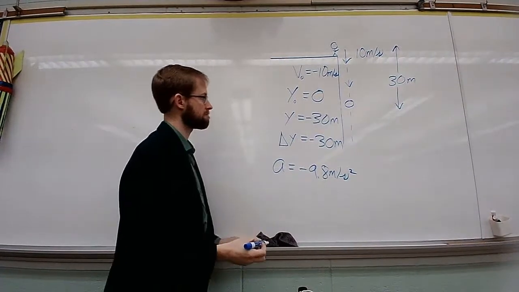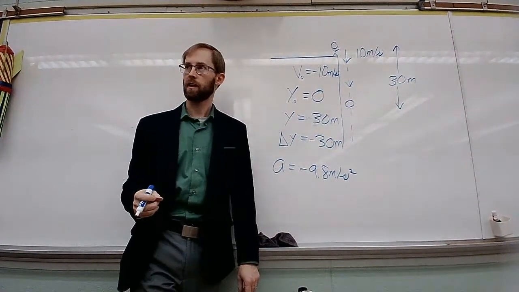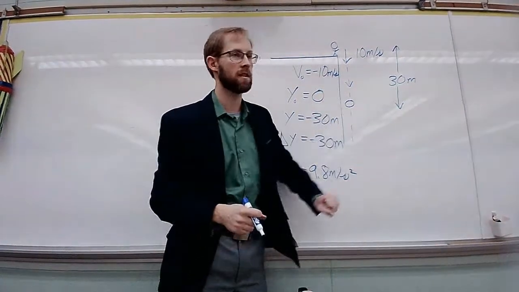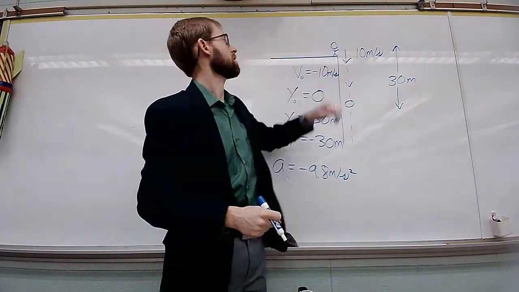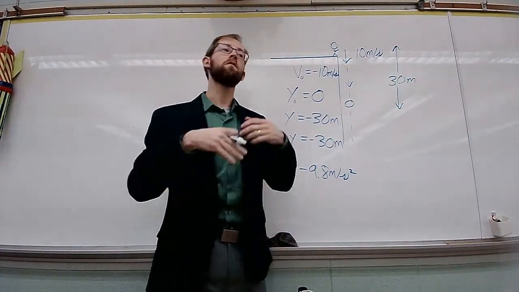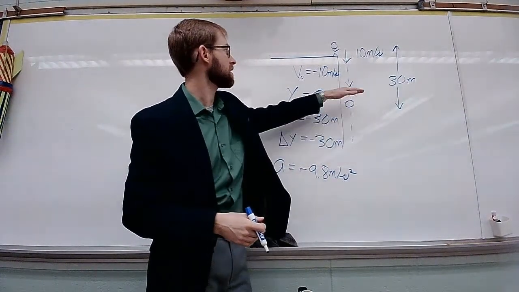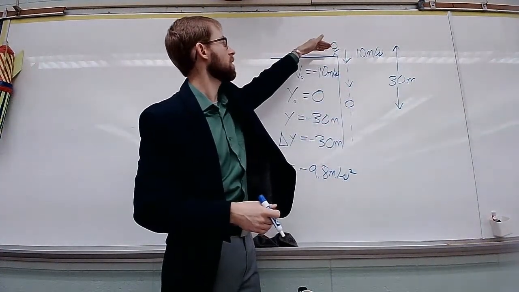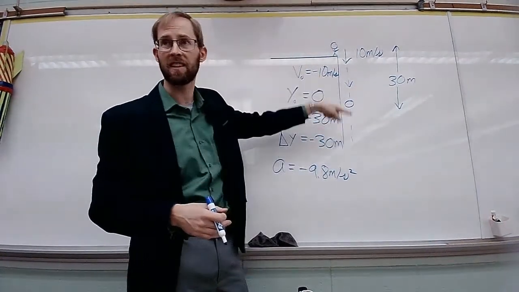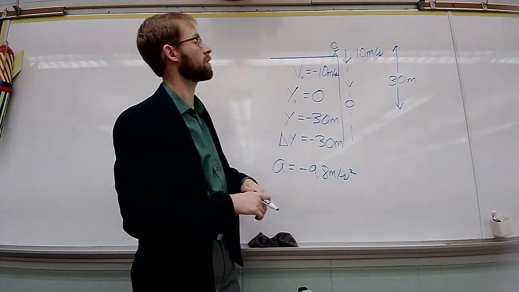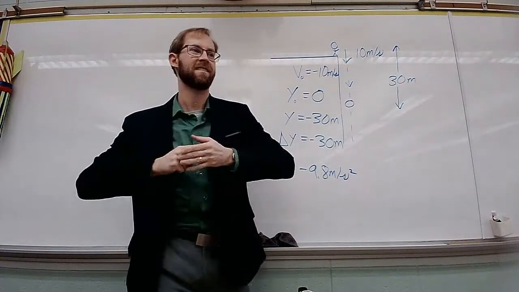Very good. So that's the idea. Again, if you don't know where the object hits the ground, set the release height equal to zero. If you do know that there's an impact location down here, then set the original height equal to whatever that distance is, like we did in the first example. Does that make some sense?